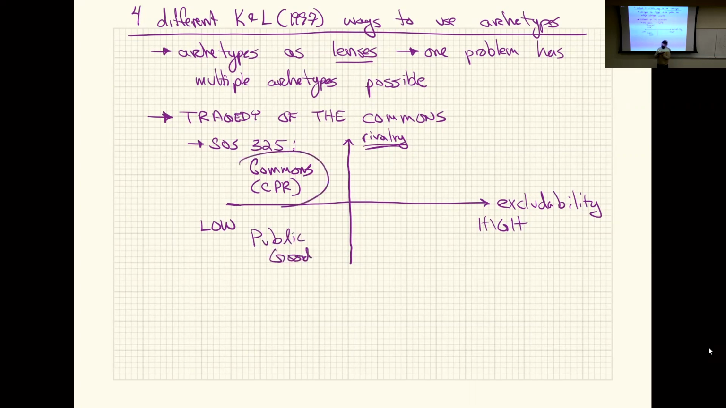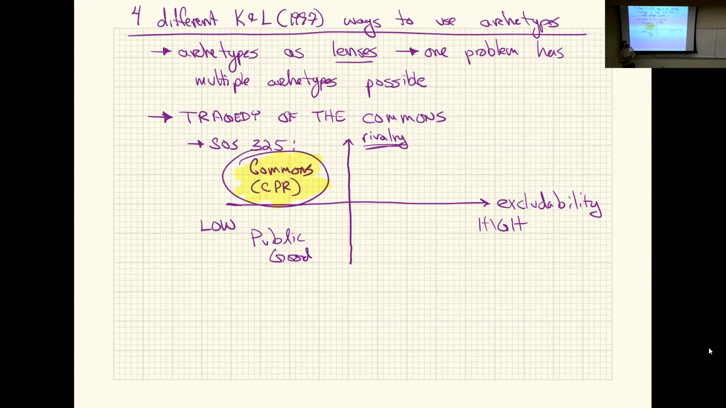And this is the one we're focusing on here. If it was highly excludable, but highly rivalrous, then we talk about private goods and club goods, but I'm going to leave those out so that we can just focus here on this commons good.